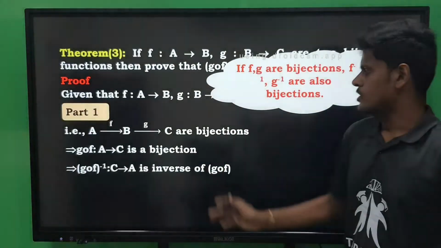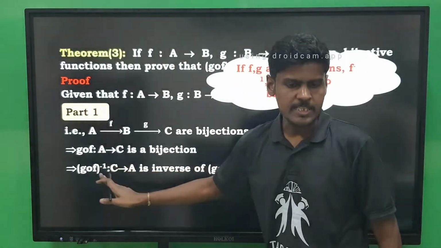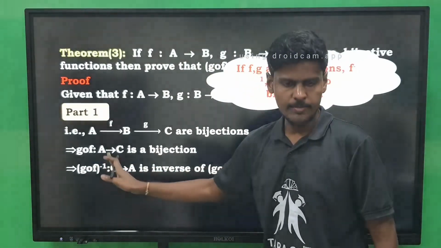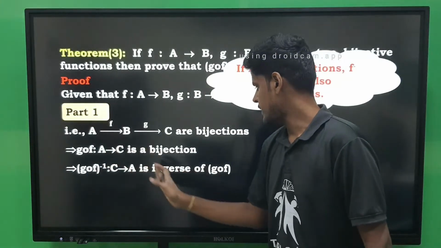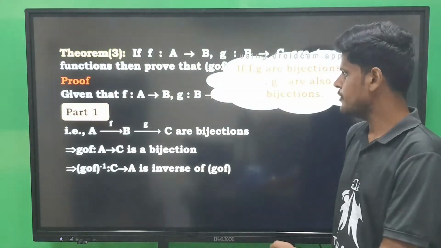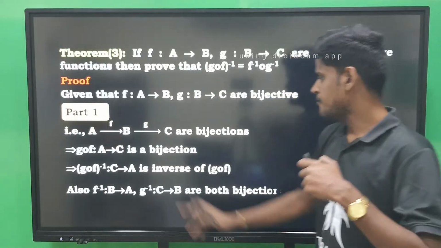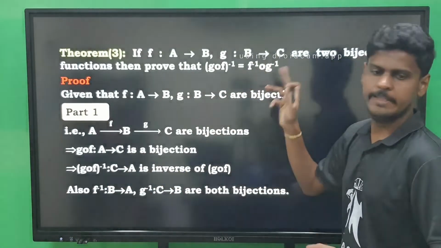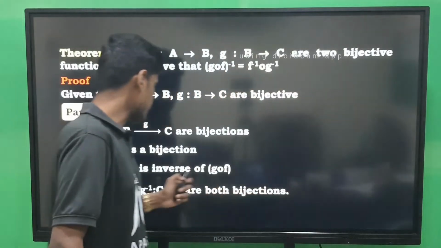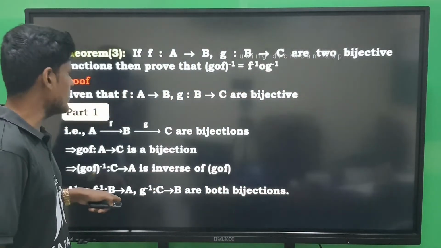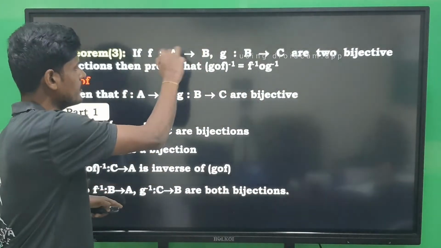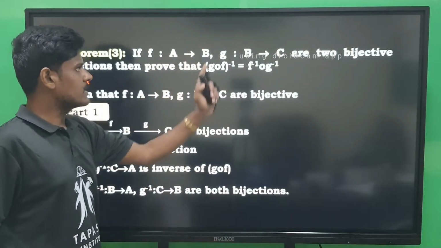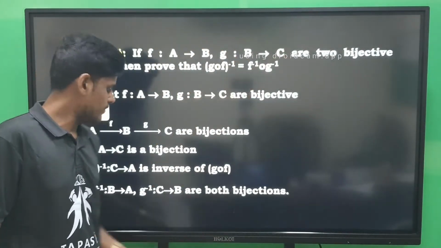Okay, next we should find that (g∘f)⁻¹ is mapped from set C to set A. This is the inverse of g∘f. Now what we need to prove? f⁻¹ and g⁻¹. We should find f⁻¹, g⁻¹ and take the composite of these. What is f⁻¹? f⁻¹ is a function mapped from B to A and g⁻¹ will be from C to B.